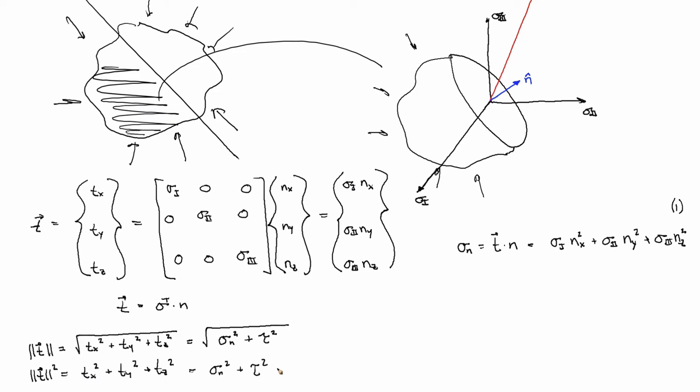So what I'm calling tau is the shear stress, the magnitude of the shear stress on this plane. Okay, so let's look at this equation. Now we have the magnitude of this is equal to the addition of the components squared. Here are the components. Those three components are equal to this, right? So this thing is equal to this squared plus that squared plus that squared.